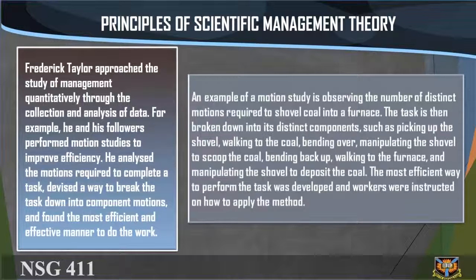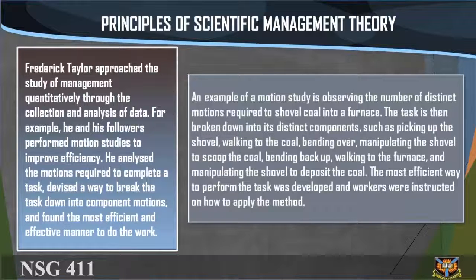Frederick Taylor approached the study of management quantitatively through the collection and analysis of data. For example, he and his followers performed motion studies to improve efficiency. He analyzed the motions required to complete a task, devised a way to break the task down into component motions, and found the most efficient and effective manner to do the work. An example of a motion study is observing the number of distinct motions required to shovel coal into a furnace.